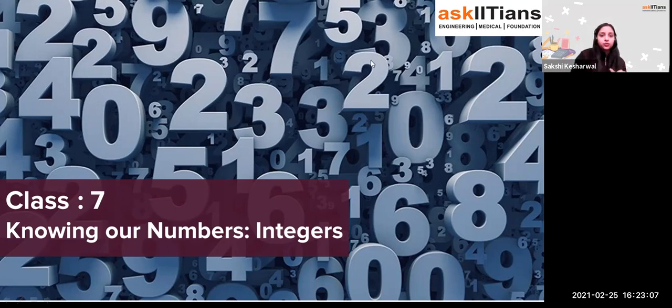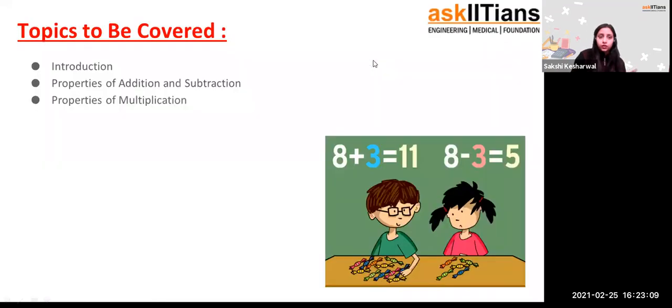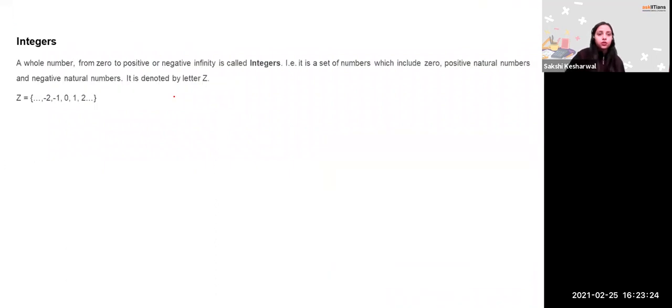What are the topics which we are going to learn today? We are going to learn the introduction, addition and subtraction properties, and the properties of multiplication, right? So this is what we are going to do today. So what are the integers?